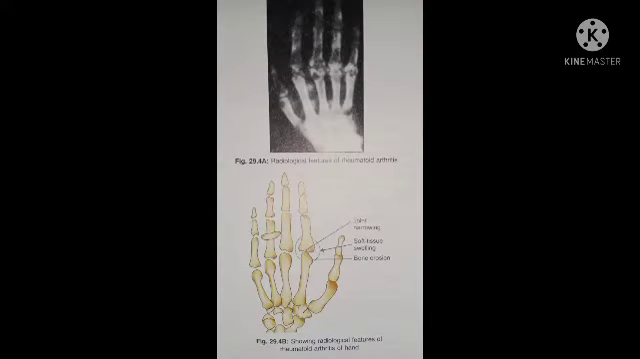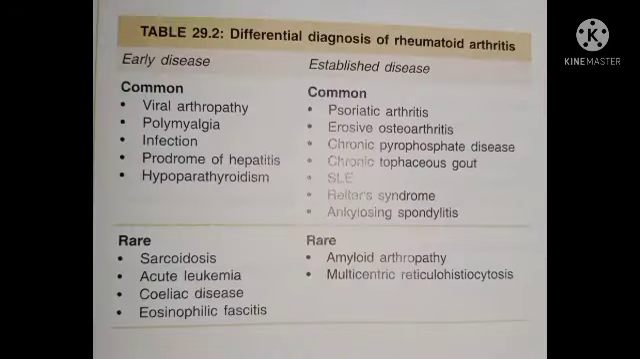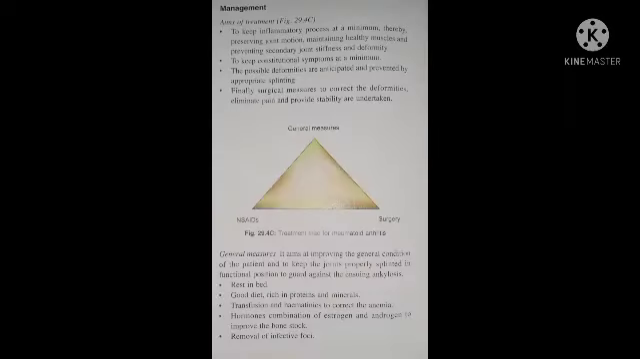29.4c. To keep the inflammatory process at a minimum, thereby preserving joint motion, maintaining healthy muscles and preventing secondary joint stiffness and deformity. To keep constitutional symptoms at a minimum. The possible deformities are anticipated and prevented by appropriate splinting. Finally, surgical measures to correct the deformities, eliminate pain and provide stability are undertaken. General measures: NSAIDs, surgery. Fig. 29.4c. Treatment triad for rheumatoid arthritis.